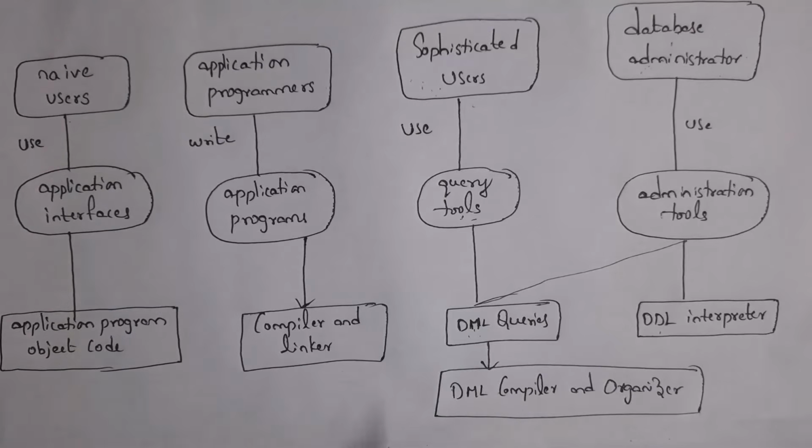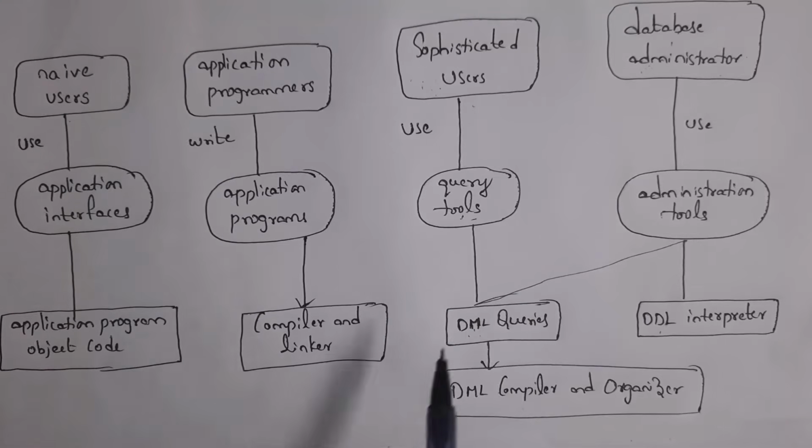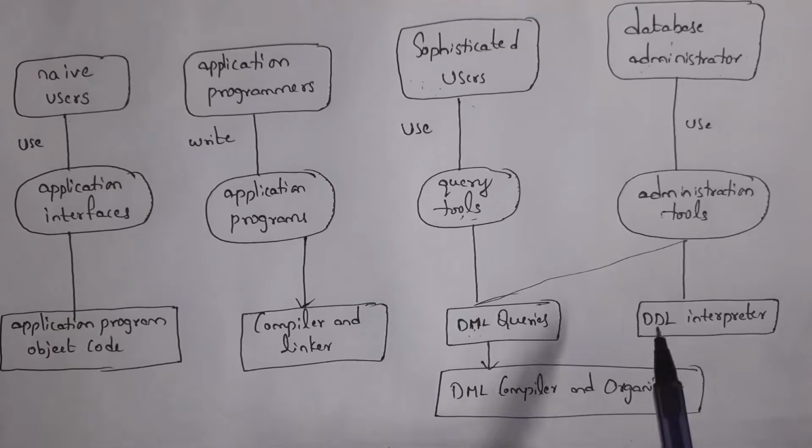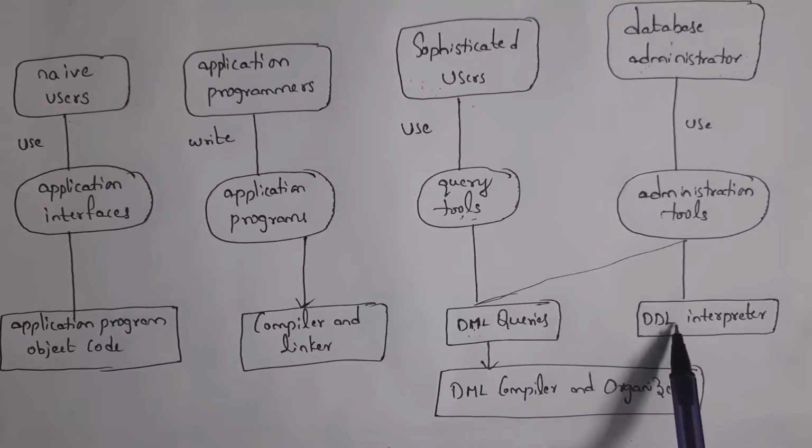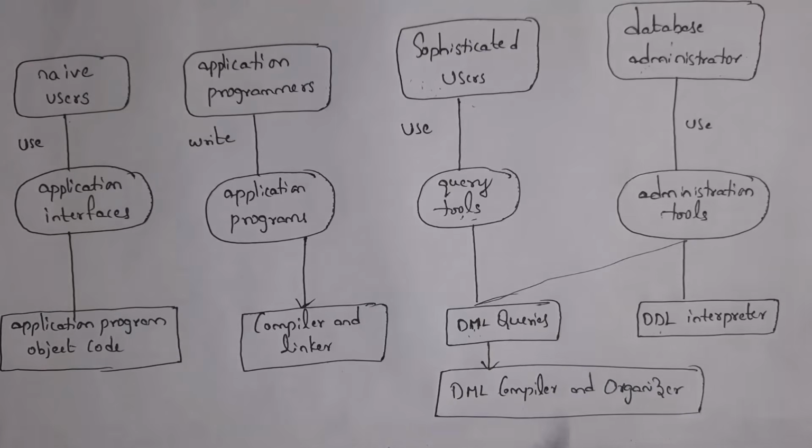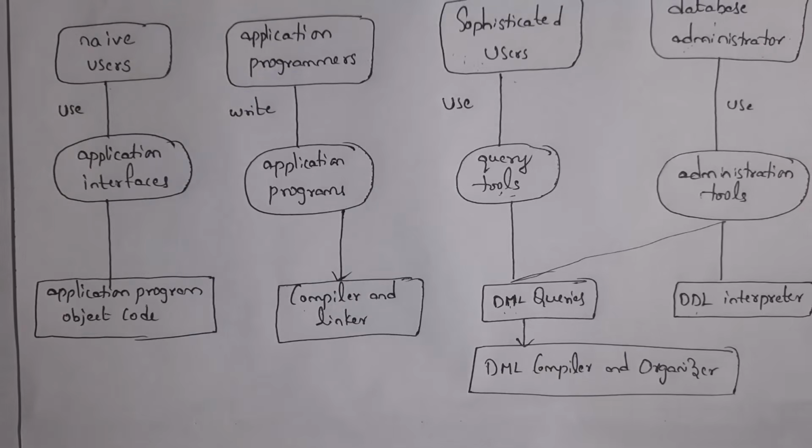Guys, we already know what a compiler is. Even in C programming we use a compiler. A compiler is used to convert high level language code into machine understandable language. By using structured query language, that is by using SQL, we will write DML queries and DDL queries. And these queries are in high level language. So in order to convert these high level language queries into machine understandable language, we need the DDL interpreter and DML compiler. This DML compiler and DDL interpreter, both are used to convert high level language code into machine understandable language.